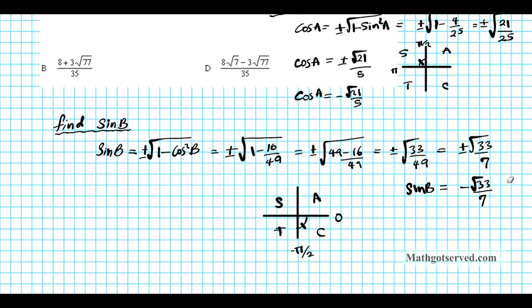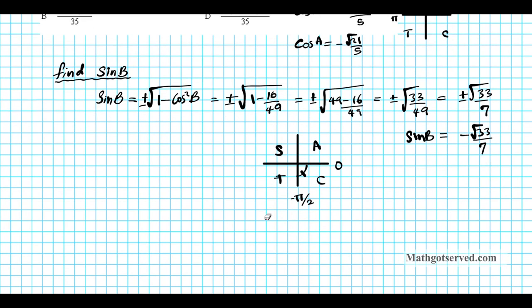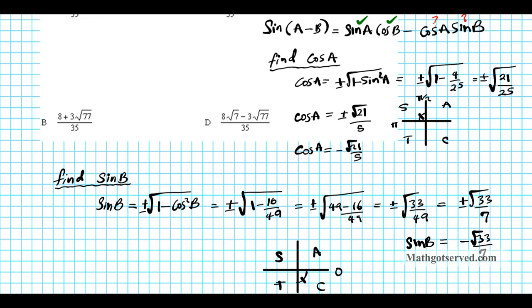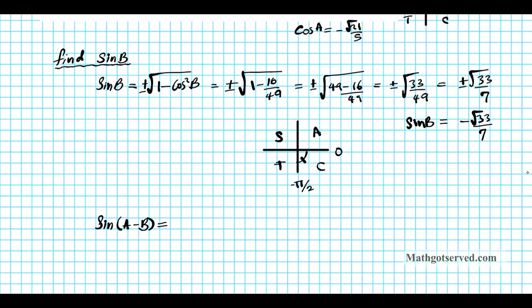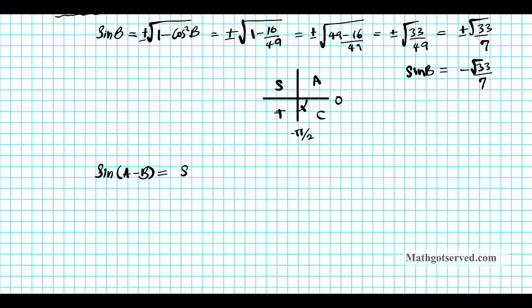Okay, so we have everything that we need. Alright, so let's go ahead and figure out what the answer is. So sine A minus B is equal to sine A. Sine A is 2 over 5, and cosine B is 4 over 7. So let me write it again so we don't forget. Sine A cosine B minus cosine A sine B.